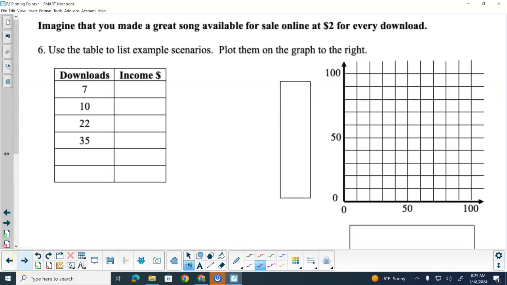So, I think we're on the back side, or actually, you're probably on a new page now. Number 6 says, imagine that you made a great song. You dropped a sick beat. And it's available only online, because you guys probably don't even know what a record store is anymore. Do you know what one is? Okay, that's good.